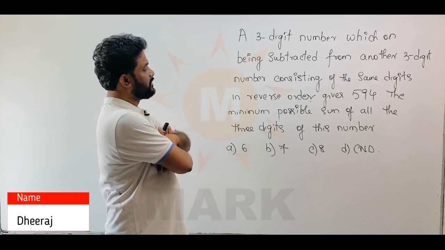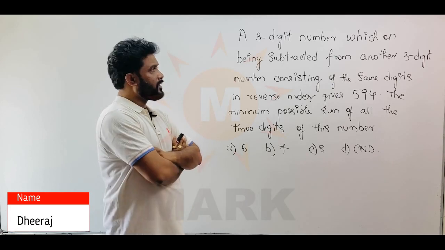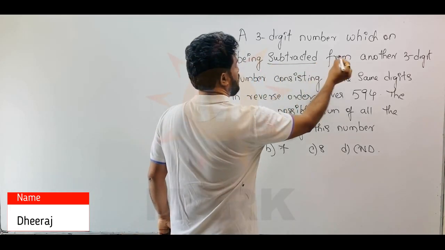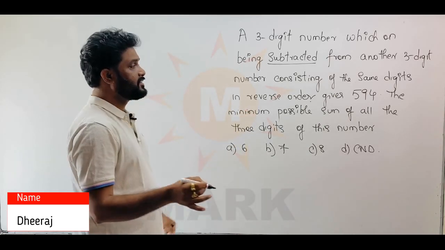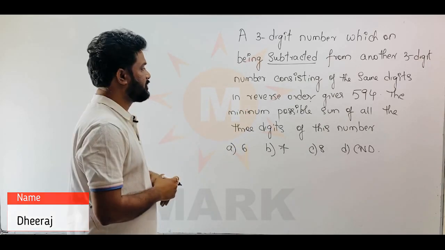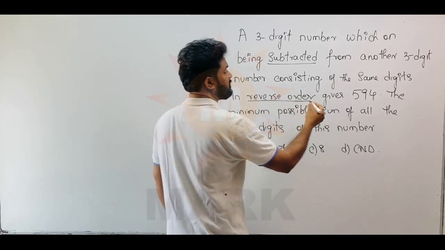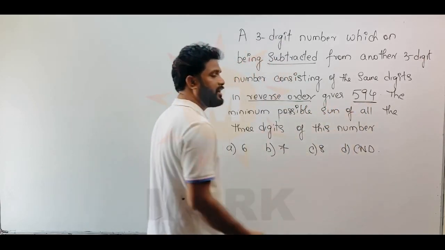Friends, here is a question given to you. Interesting question. A 3-digit number, which on being subtracted from another 3-digit number consisting of the same digits in the reverse order, gives a difference of 594.